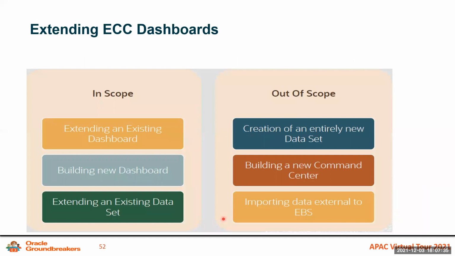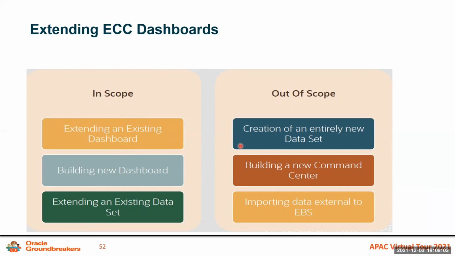So what is the scope and what is out of scope? Extending an existing dashboard, if you want to make any changes to the existing dashboard, that is in scope. Creating a new dashboard is also in scope, we can do that. Extending an existing data set, if you want to make any changes to the existing data set, you can do that. But what is out of scope is we cannot create an entirely new data set.